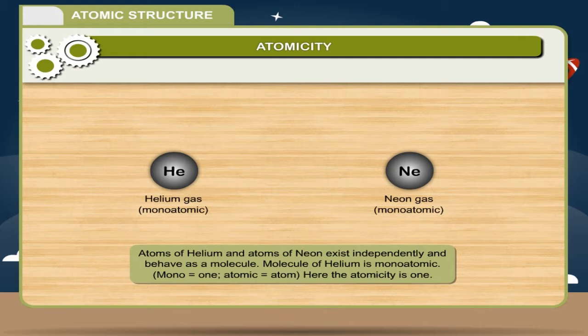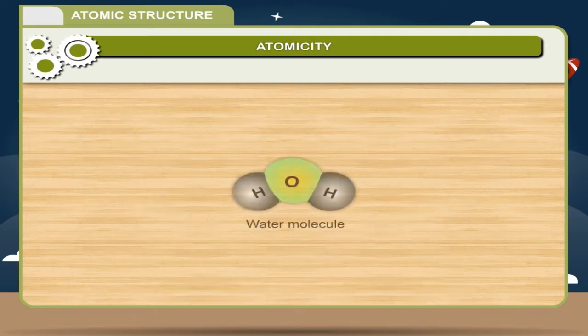Atoms of helium and atoms of neon exist independently and behave as a molecule. Molecule of helium is monoatomic. Mono is equal to 1. Atomic is equal to atom. Here, the atomicity is 1.